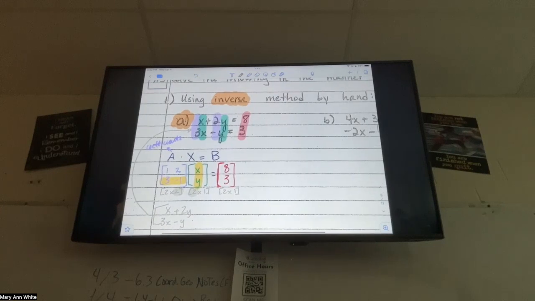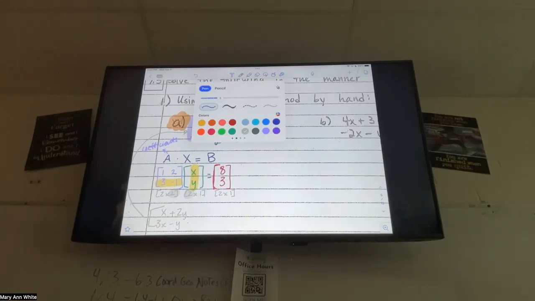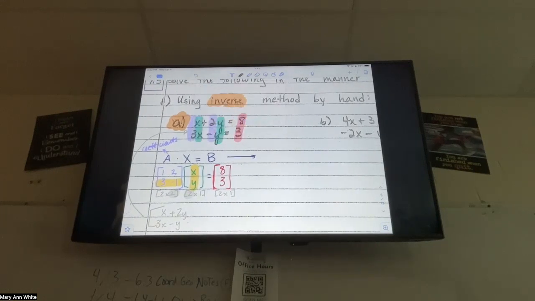Now, we're gonna do what we call the inverse method. So in order to do the inverse method, we're getting our X matrix by itself. And in order to move the A matrix to the other side, we would normally divide it, right? However, we don't do division in matrices, we use the inverse matrix. So we're gonna do A to the -1 times B.